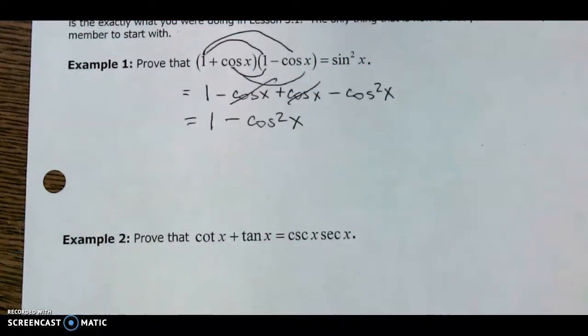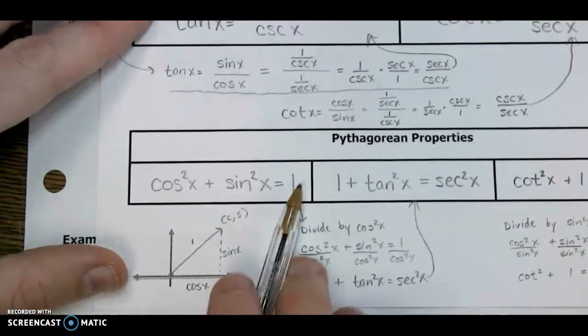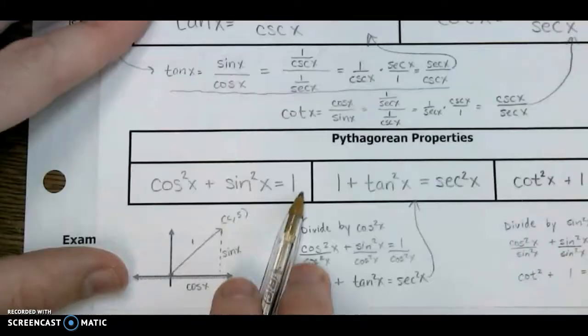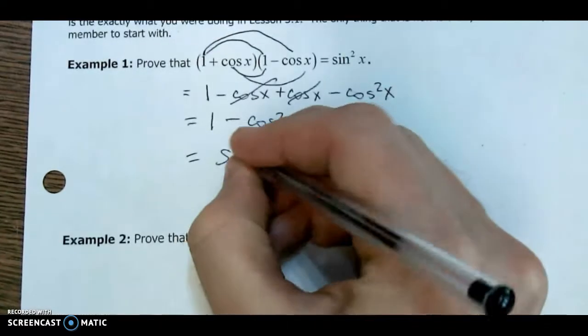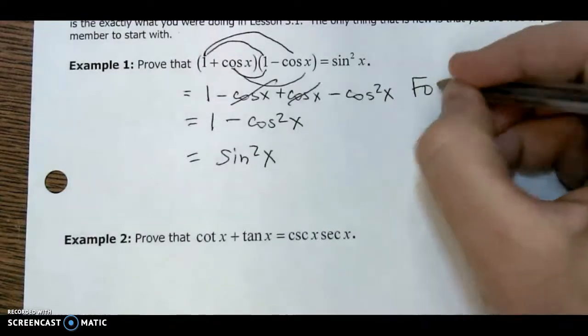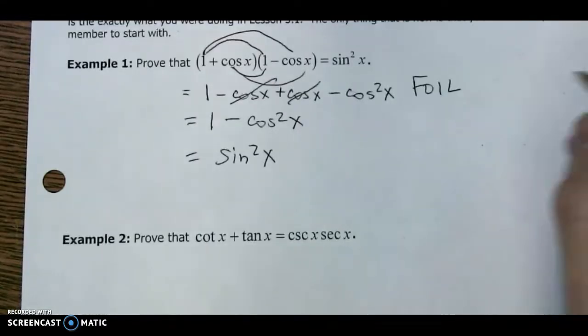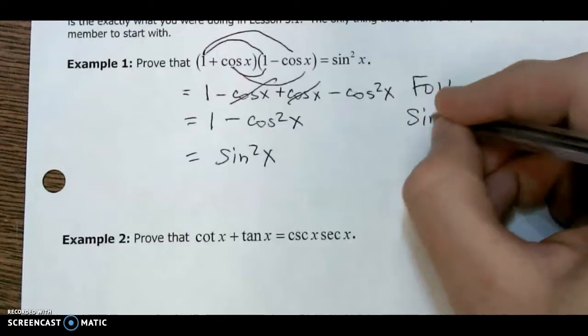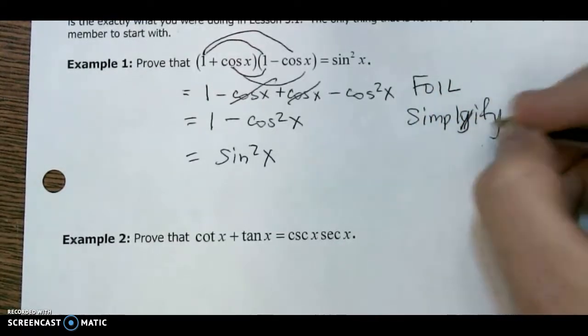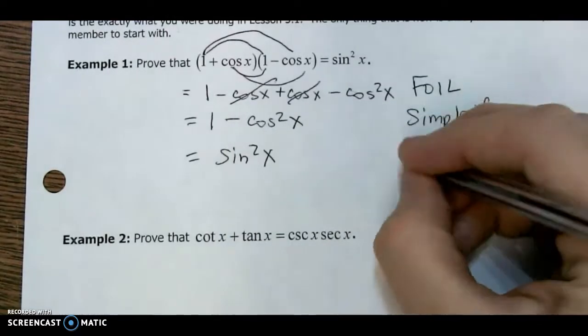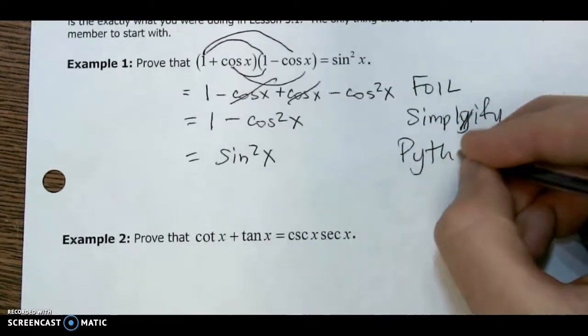And then you want to look at your Pythagorean properties. If I were to subtract cosine squared to the other side, I would have 1 minus cosine squared, which is sine squared. So this becomes sine squared, which is what we wanted to prove. So the first thing I did was I FOILed, then I simplified by canceling the cosines. And then we use Pythagorean properties to plug in sine squared.